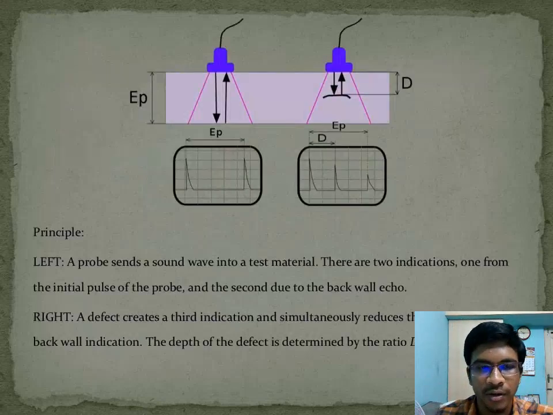Principle of the ultrasonic method. From the left side of the figure, we can see that a probe sends a sound wave into the test material. There are two indications, one from the initial pulse of the probe and second due to the backwall echo. From the right side of the figure, we can see that a defect creates a third indication and simultaneously reduces the amplitude of the backwall indication. The depth of the defect is determined by the ratio of D and EP, which can be seen in the figure.